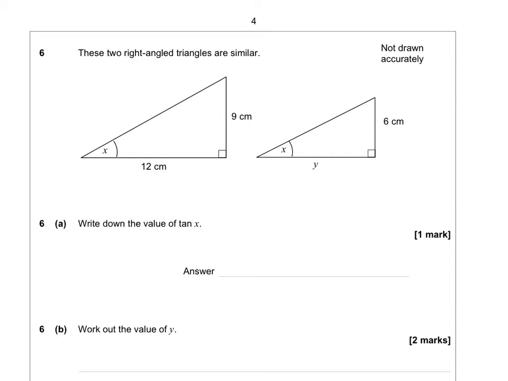Question 6. These two right-angle triangles are similar. Write down the value of tan x. Well, the tan of an angle is equal to the opposite side divided by the adjacent side, this side of course being the hypotenuse. So the tan of the angle is 9/12, or 3/4 to simplify. Notice you are not being asked to actually find the angle x using tan to the -1 or inverse tan. The question is asking what is the value of tan x.